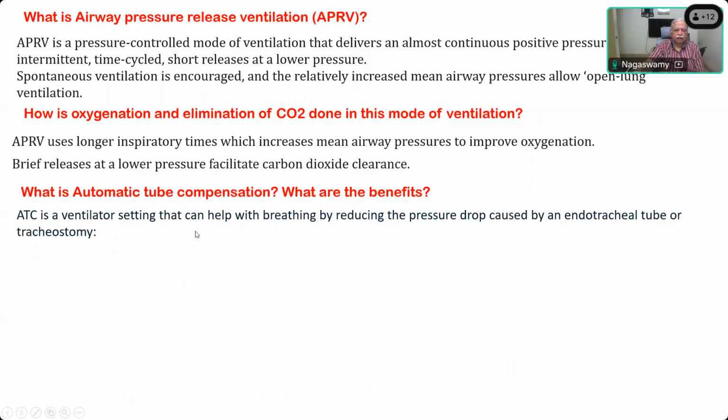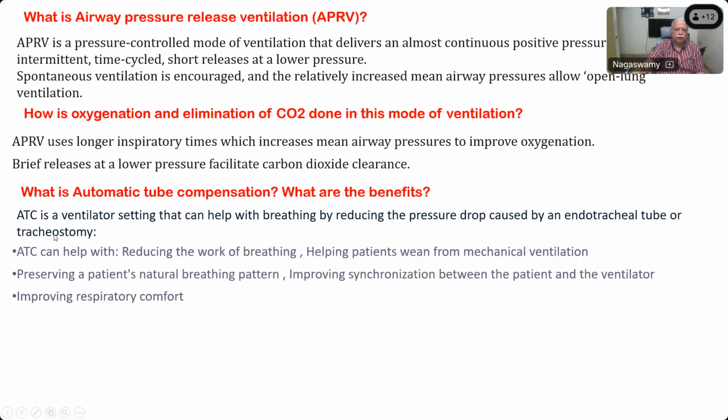It's a ventilator setting that can help with breathing by reducing the pressure drop caused by an endotracheal tube or a tracheostomy. ATC can help with reducing the work of breathing, helping patients wean from mechanical ventilation, preserving a patient's natural breathing pattern, improving synchronization between patient and ventilator, and improving respiratory comfort. Okay, so these are all the advantages of ATC.